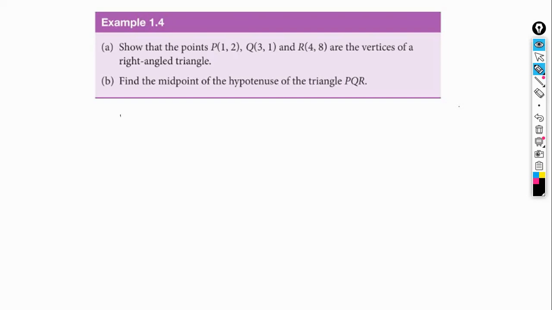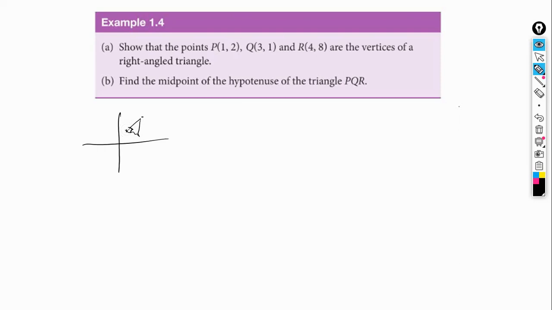So if we draw these points more or less, we make a quick sketch on a Cartesian plane. 1, 2, we could say it's over here more or less. 3, 1 would be around here, and 4, 8 would be around there. So we have to prove that these are the vertices of a right triangle.